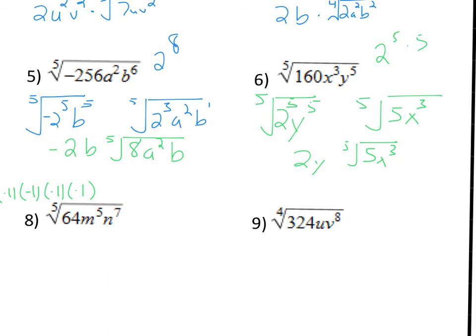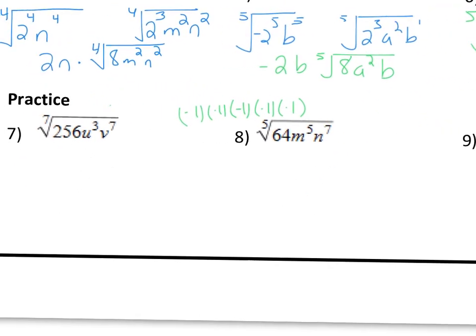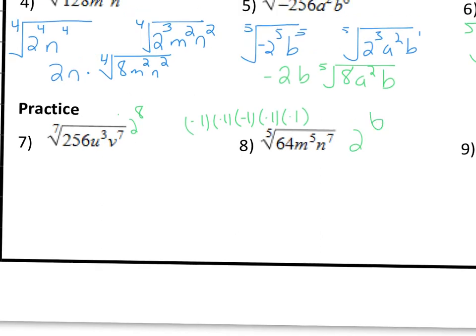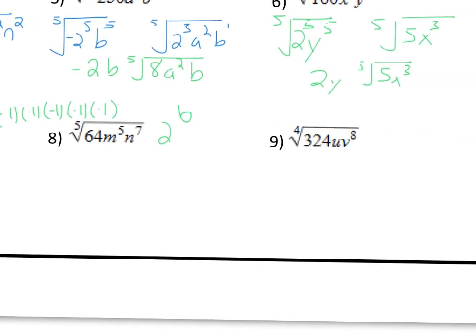So go ahead. We're going to take a second. I'll do the prime factorization for you for 256. That is going to be 2 to the 8th. For 64, it's going to be 2 to the 6th. And then for the last, 324, it's 3 to the 4th times 2 squared.